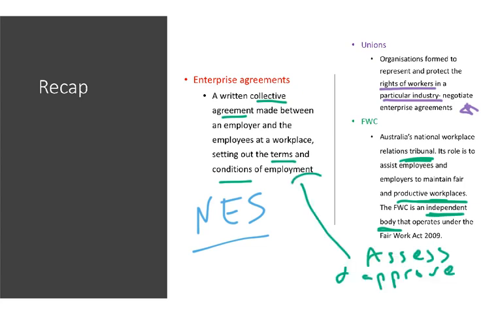So one of the roles of the Fair Work Commission when it comes to enterprise agreements is to assess and approve them. Any time the unions who are representing the employees, after they've negotiated with the employer, have come to an agreement, the Fair Work Commission must assess and approve that enterprise agreement. Generally the Fair Work Commission will approve it because the enterprise agreement needs to be tailored towards the particular needs of enterprises as well. And the agreement must leave an employee better off overall when compared to the relevant award or awards.